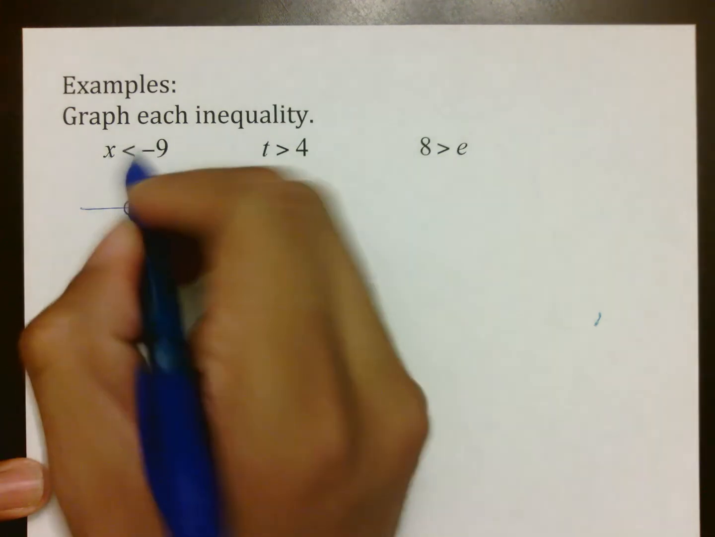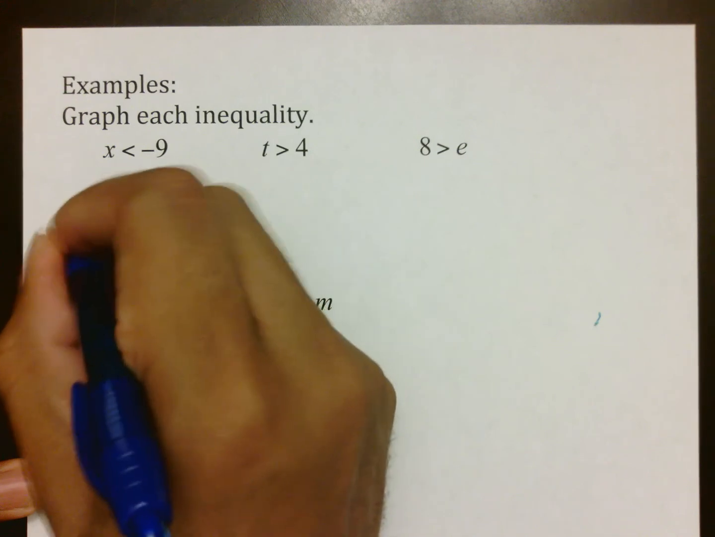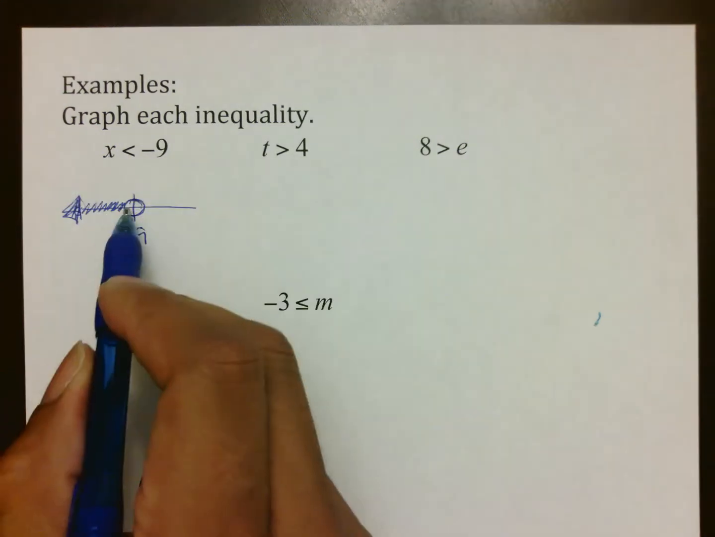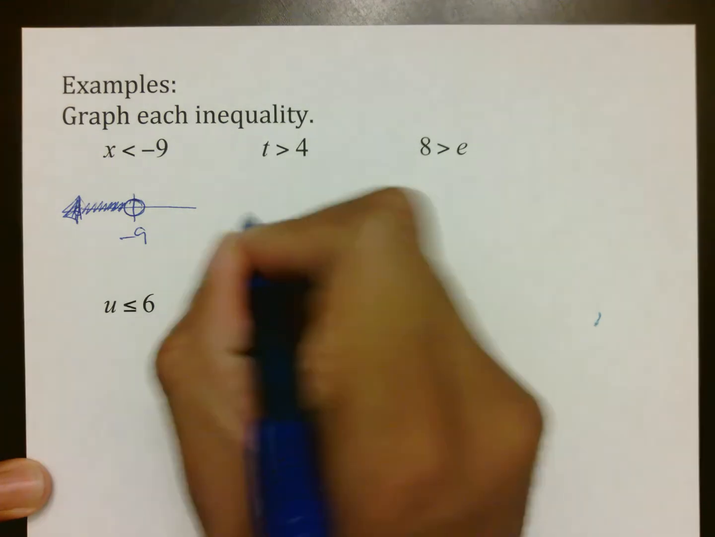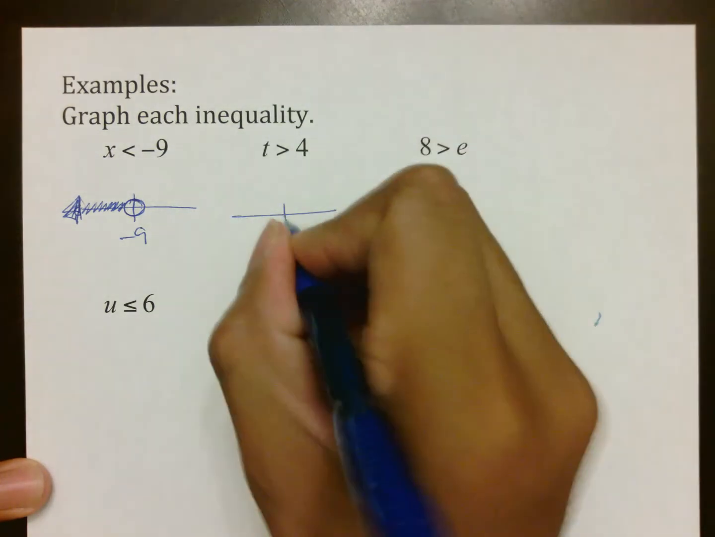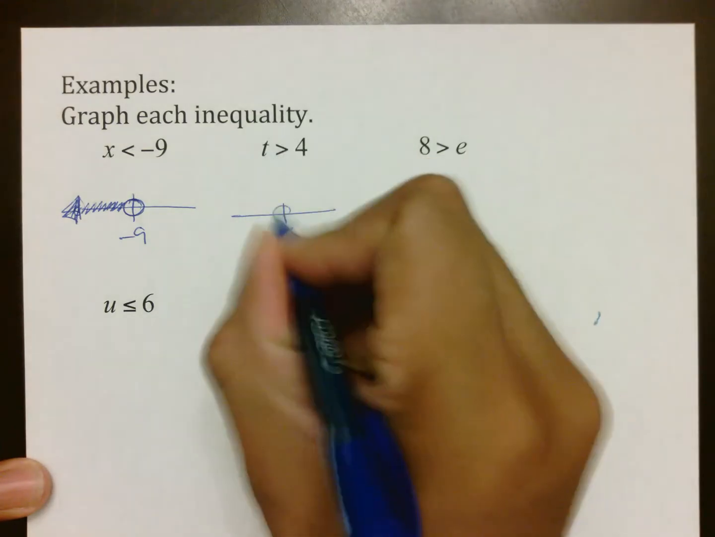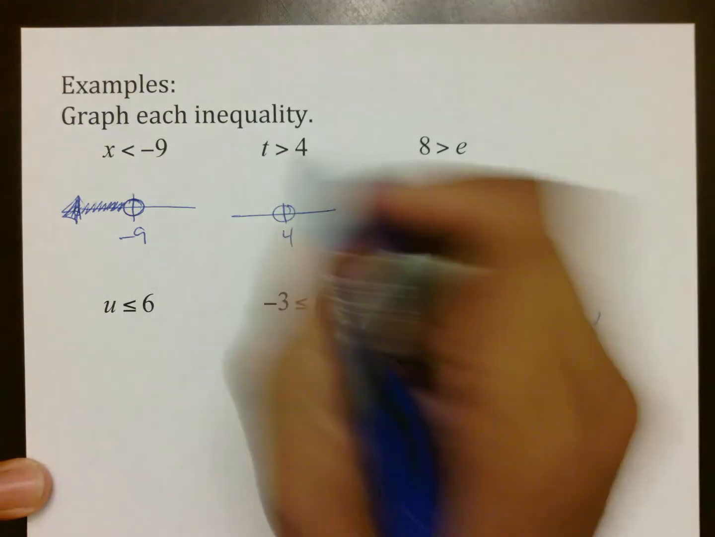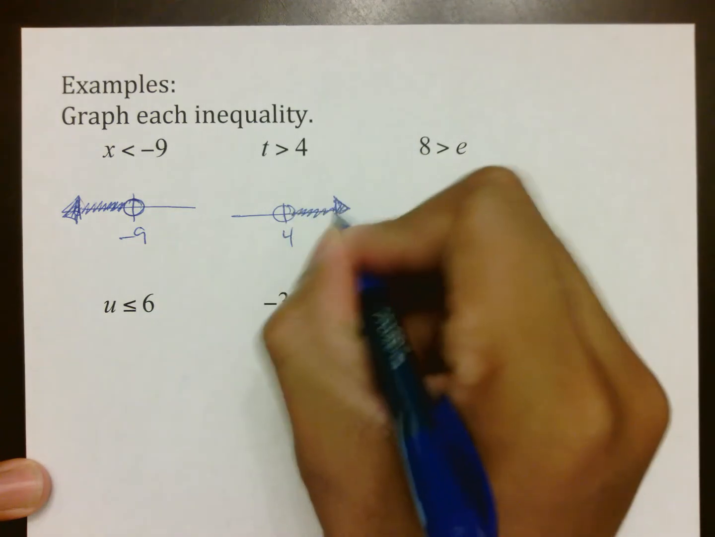And then you will look and say this arrow points to the left, and so you will shade the left and put an arrow over there to mean it's everything over here. That is how you graph. Alright. Same thing here. t is greater than 4. We put our 4 down. Greater than means it's not including 4 because it doesn't say equal to, and again it's pointing to the right, and so you will shade to the right and put an arrow on it.